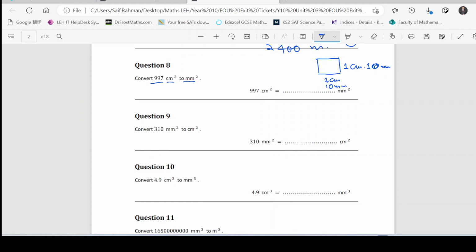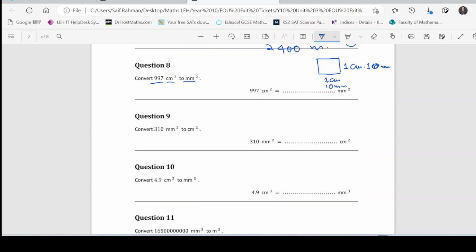Now previously it was 1 times 1 centimeter square, and now it is 10 times 10 millimeter square. So 10 times 10 millimeter square is 100 millimeter square. So if it's a millimeter, it's squared. Here, from centimeter we are going to millimeter, so from a bigger unit to a smaller unit, and our answer will be a bigger number.